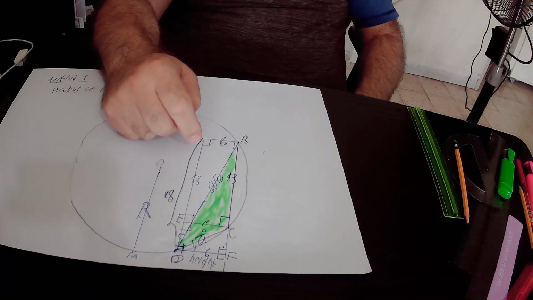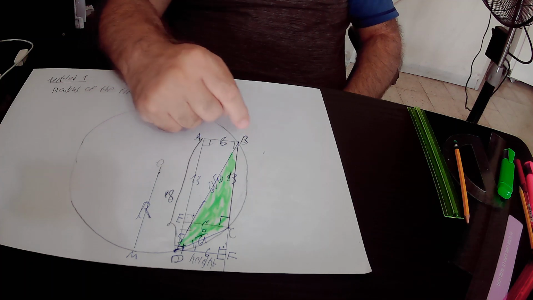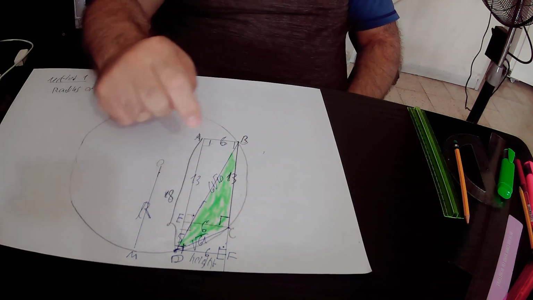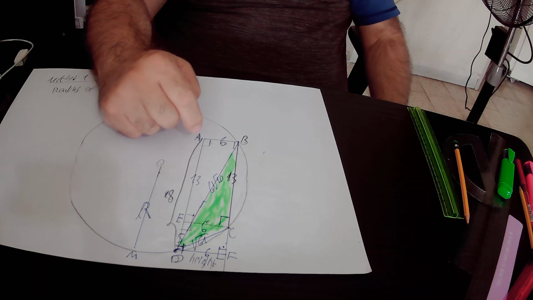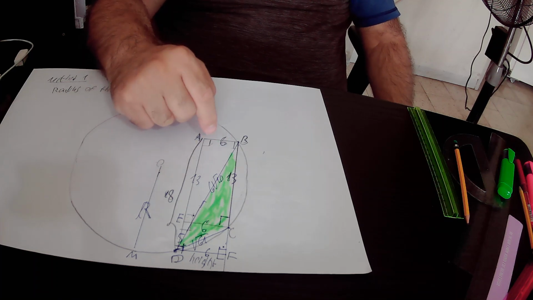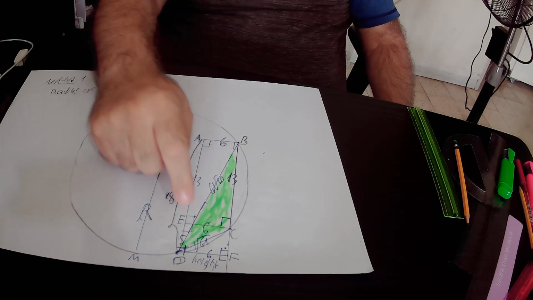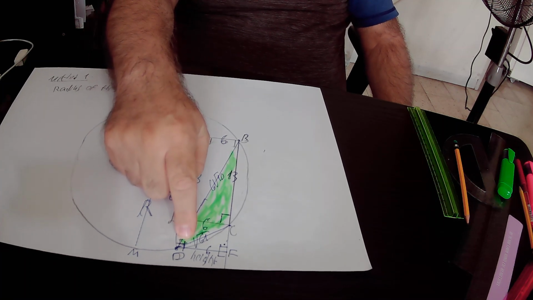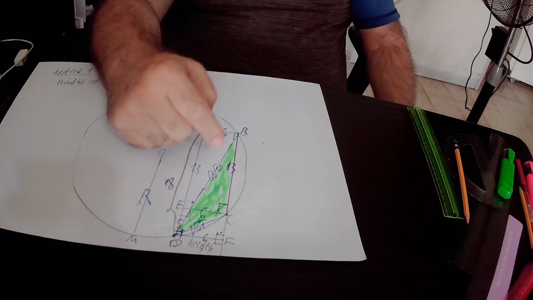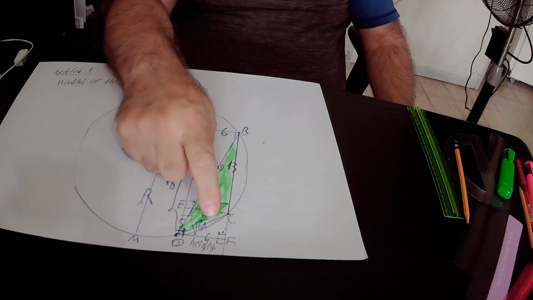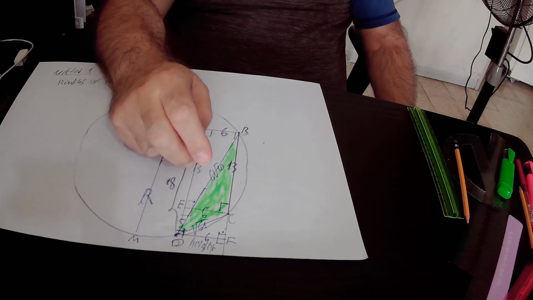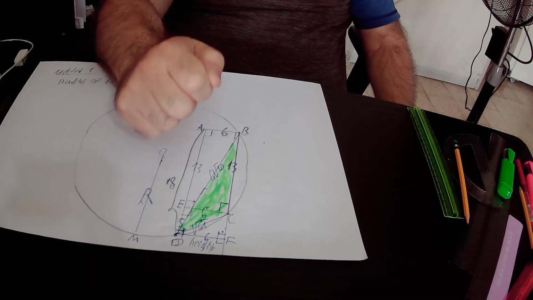Actually, in this way, we created quadrilateral ABDF. Inside quadrilateral ABDF, we have 1, 2, 3 right angles. Therefore, the fourth angle must be equal to 90 degrees. And because in quadrilateral ABDF we have 4 right angles, quadrilateral ABDF is a rectangle.